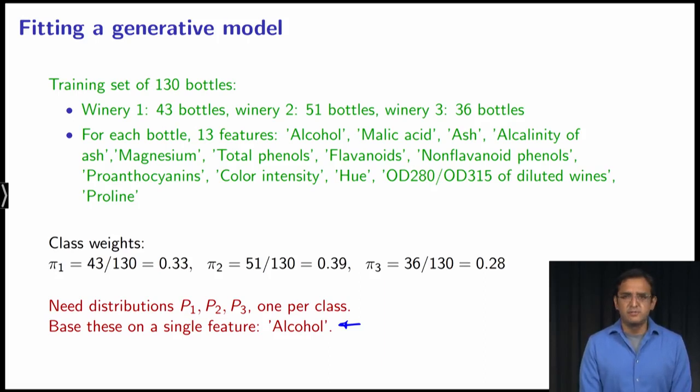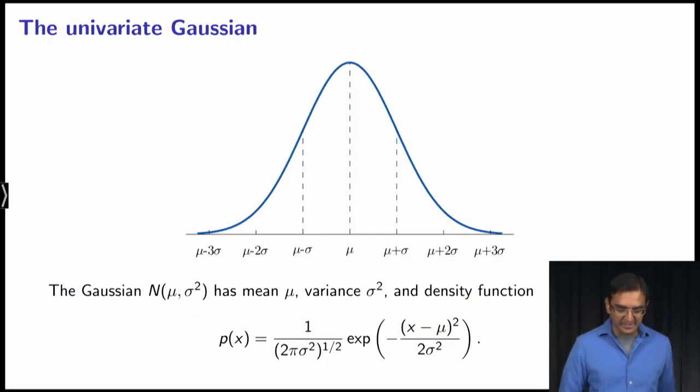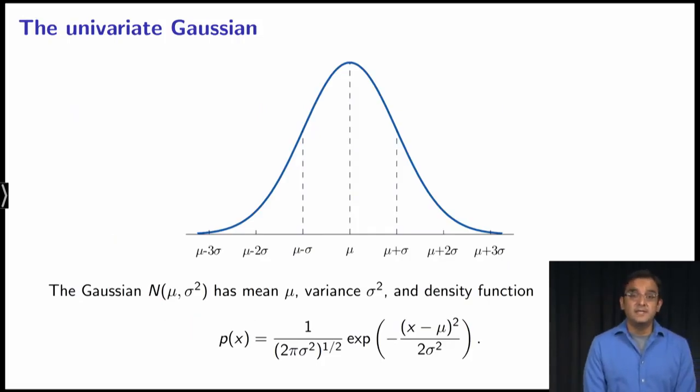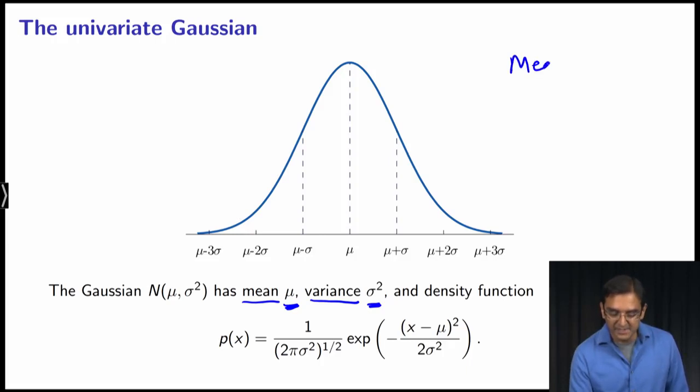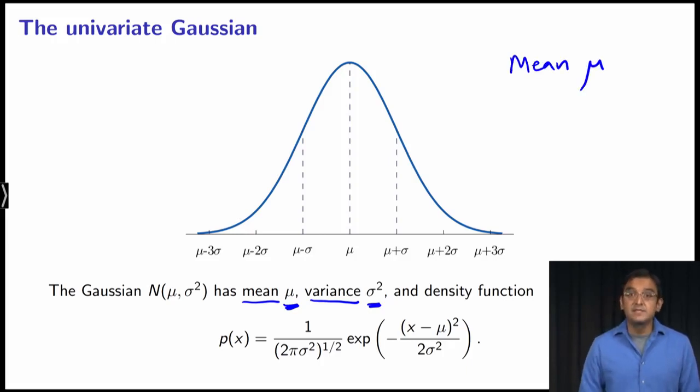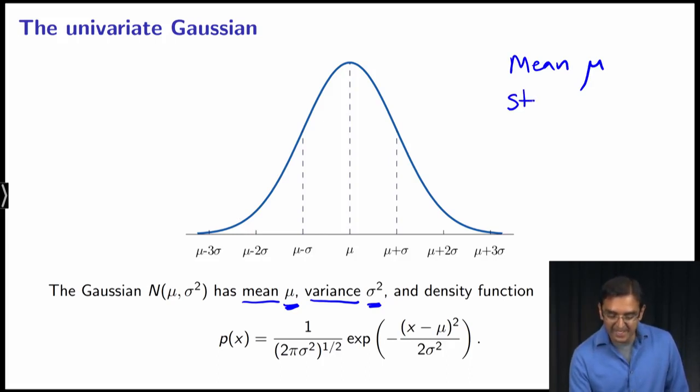What one-dimensional distribution should we use? Well, the default choice is the Gaussian. So let's look at it. The Gaussian in one dimension is just the familiar bell curve. It's a distribution that is specified by just two parameters, a mean and a variance. I'm going to be denoting the mean by the Greek letter mu and the variance by the Greek letter sigma squared. So the mean is mu. I'm just going to emphasize it by rewriting it. And the variance is sigma squared, which means that the standard deviation is sigma.